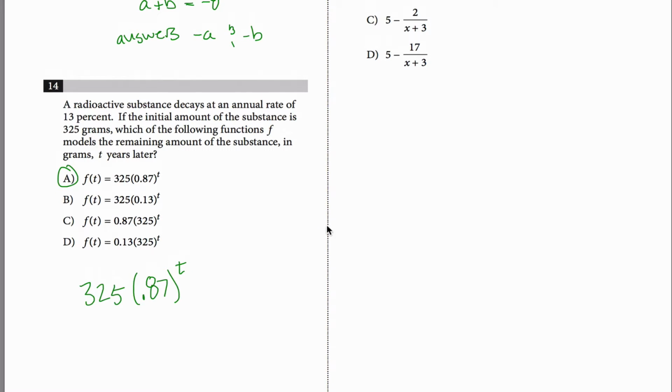I suppose if you really wanted to, you could go plugging in numbers. Be like, all right, after 1 year, how much would I have left? Maybe after 0 years. I mean, you can convince yourself that neither of these answers work. If you just say, well, after 0 years, I should have 325. I should have what I start out with. But if you change t into 0, this answer is 0.87 times 1. And this is 0.13 times 1. So neither of those can be solutions. So it's got to be one or the other. And since you're decaying at 13%, you're keeping 87%. A ends up being your solution.